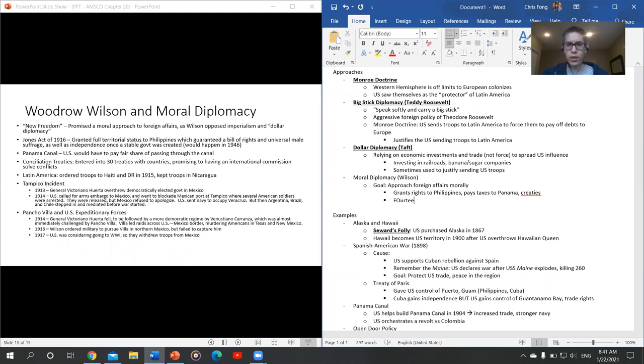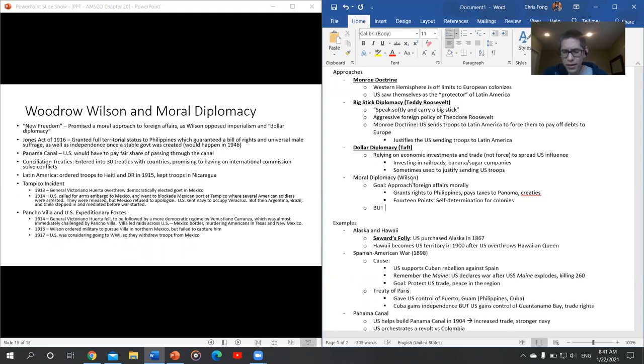Looking ahead a little bit to the 14 points, which you might remember from last year, after World War I, Woodrow Wilson also believed in self-determination for colonies, that they should be able to decide for themselves what they want to do. But again, he still got involved in military conflicts, especially with Mexico. So he's not a full-on good guy. He was also a crazy white supremacist, but we won't get into those details right now.